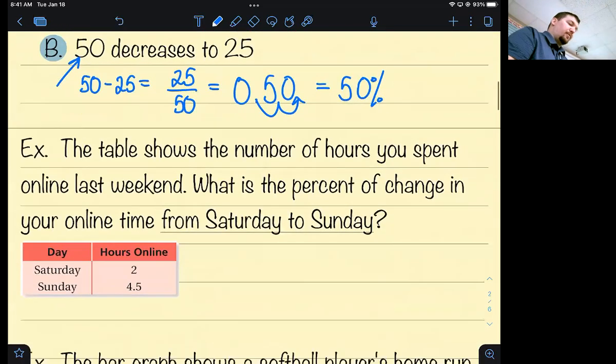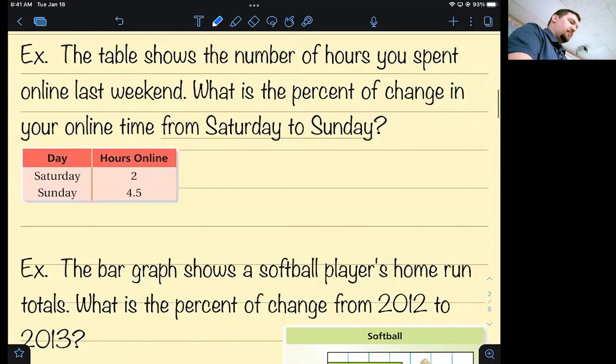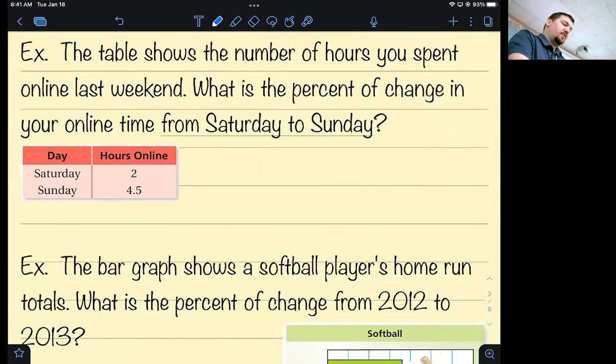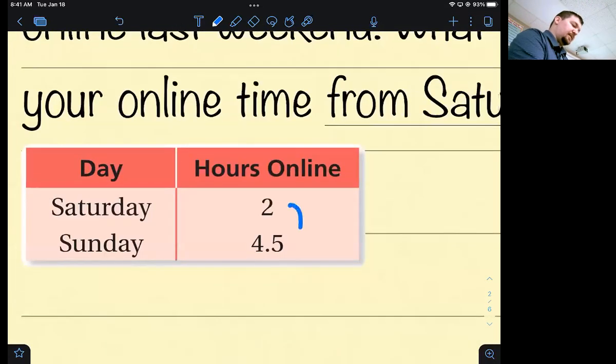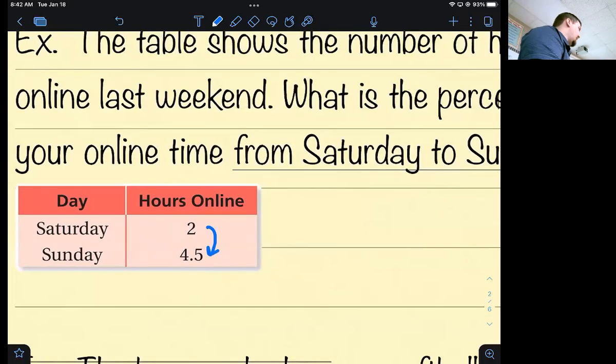The table shows the number of hours you spent online last weekend. What is the percent of change in your online time from Saturday to Sunday? Saturday, you spent 2 hours online, and then that's going to go to 4.5 hours on Sunday. So my question is, what did it change by? How many more hours did you spend online Sunday? 2.5. You get that just simply by subtracting.